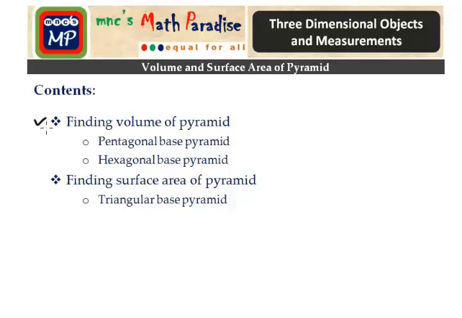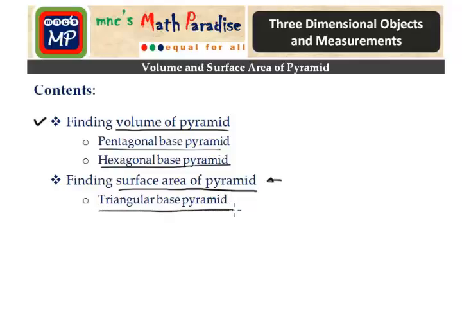In this lesson video, we will first see how to find the volume of a polygonal base pyramid, that is, a pentagonal base pyramid or hexagonal base pyramid. Then we will find a formula to find the total surface area of a pyramid, and we will use that formula to find the total surface area of a given triangular base pyramid.